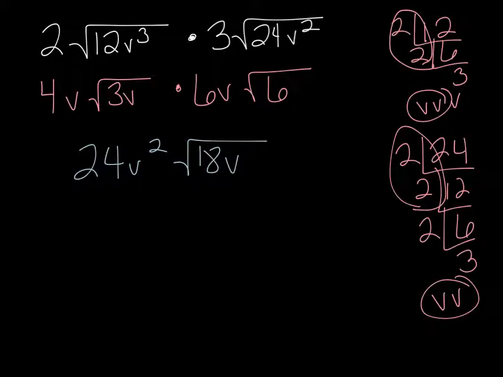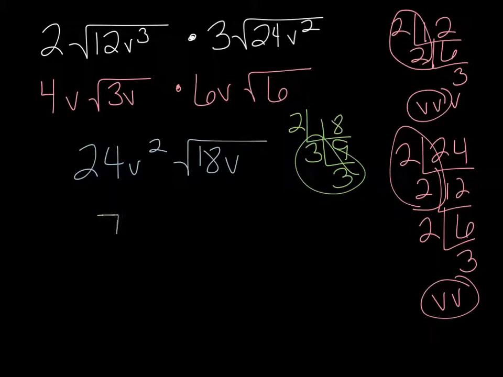Now we need to simplify the 18v, or the radical 18v. 18 is 2 times 9, and then 3 times 3. So we can bring another 3 out, and there's already 24, so 3 times 24 is 72v squared. We have a 2 and a v left on the inside.